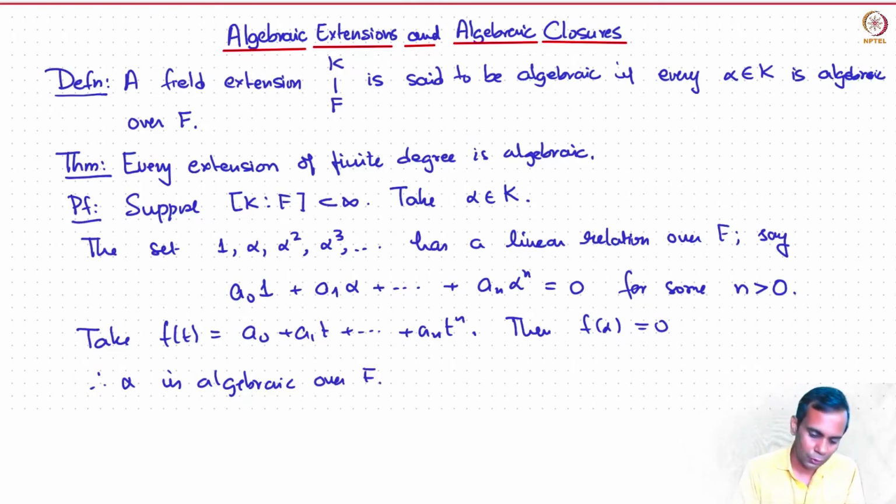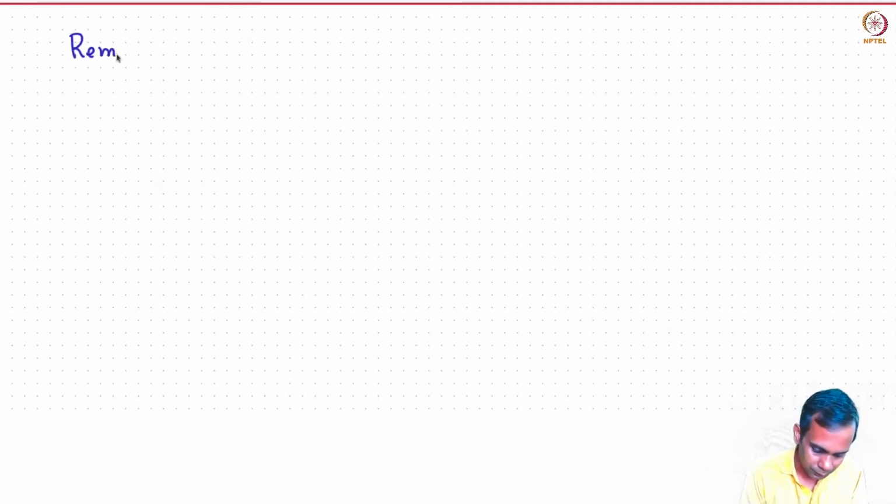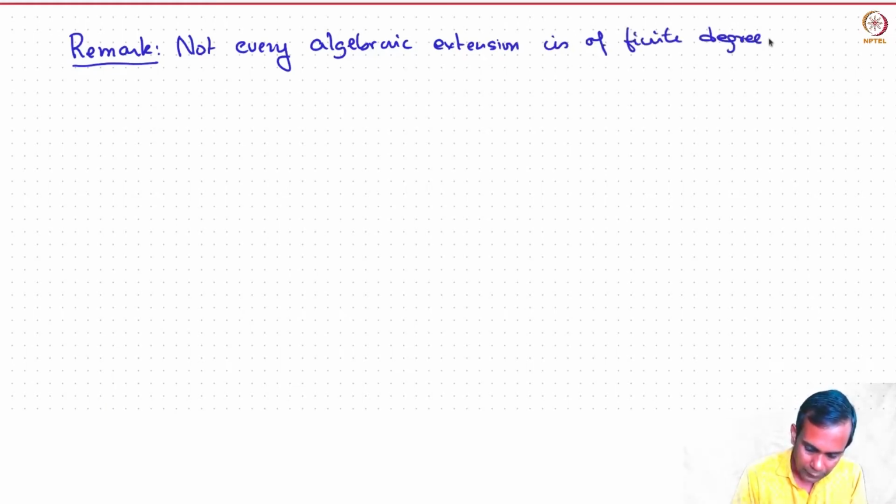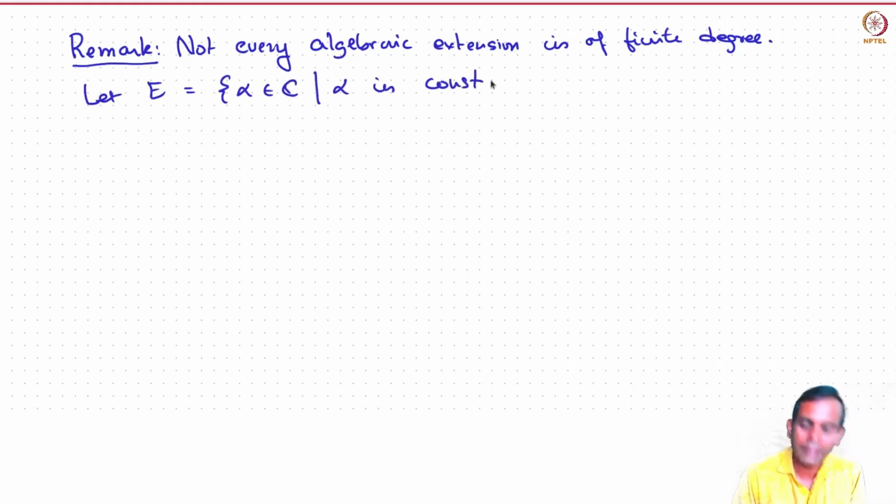However, the converse is not true. Not every algebraic extension is of finite degree. Consider, for example, E to be the set of all complex numbers alpha such that alpha is constructible, i.e. it can be constructed in a finite number of steps using a straight edge and a compass, as explained earlier.